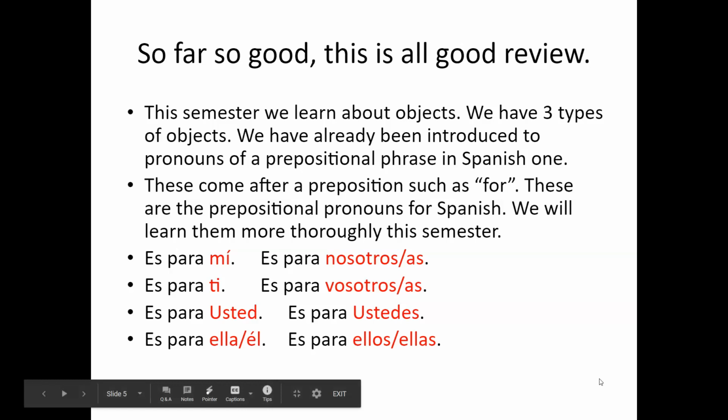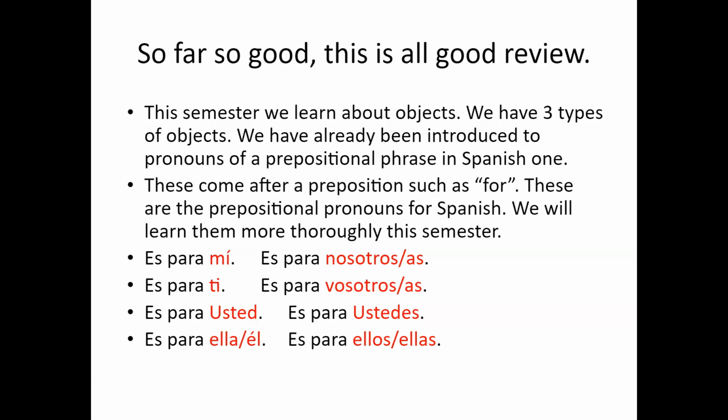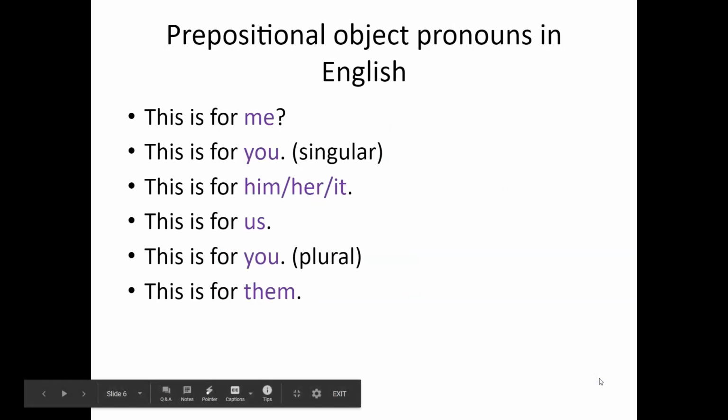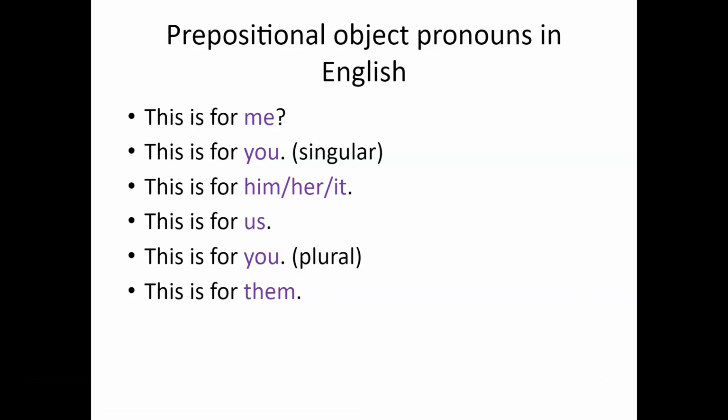So you can see that the subject pronouns and the prepositional pronouns are very similar, except for the mí and the ti. So prepositional object pronouns in English: me, you, him, her, it, us, you, them.